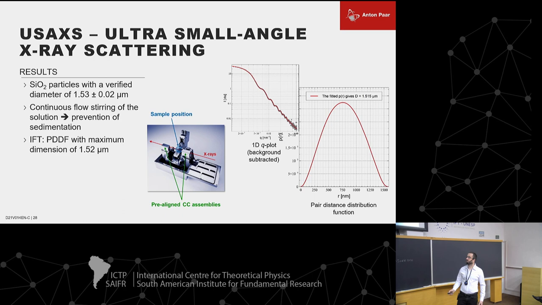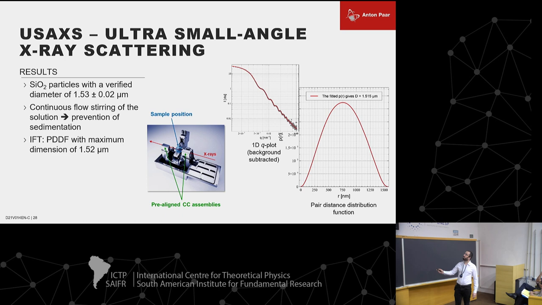Here we can see the basic 1D plot with the background subtracted, and then the authors used the pair distance distribution function to fit the results of size distribution with a Dmax of around 1.515, well, 1.52 micrometers, in accordance with the 1.53 specified for this kind of material. So this slide is showing that using this module in the SAXS 5.0 from Anton Paar, you can characterize bigger particles than the traditional 2 to 115 nanometers. We can work with 1.5, 1.6, or more micrometers, right?